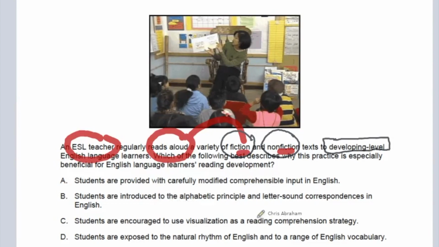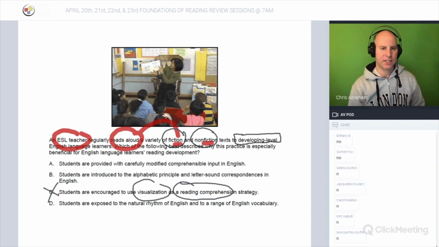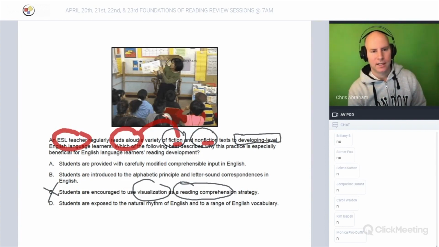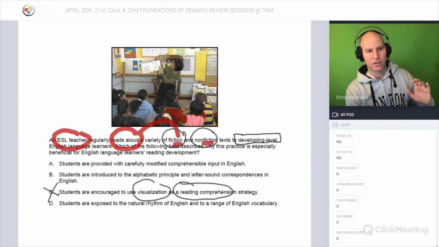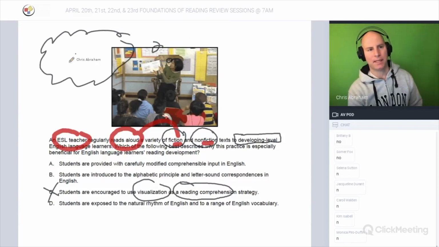Is this to help them with comprehension? Are they doing visualization? Not in this particular activity. What's that comprehension strategy? How's that one work again? The teacher stops and imagines what's happening in the story, right?